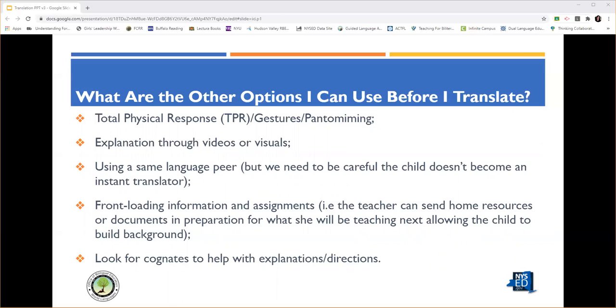You can use the same language as a peer, but we need to be careful that we don't make the other child feel like an instant translator. You can use flipped classroom techniques, front-loading information and assignments. For example, the teacher can send home resources or documents in preparation for what she'll be teaching next, allowing the child to build that background. And you can look for cognates to help with explanations and directions. Front-loading information and assignments is a very helpful way to give students access to learning. Even if you just tell them the topic you're going to be learning about and having them perhaps look into it in their L1 at home.